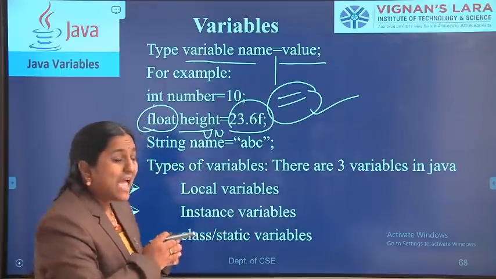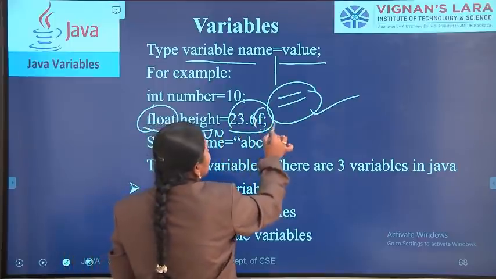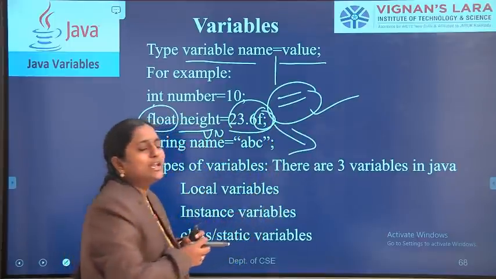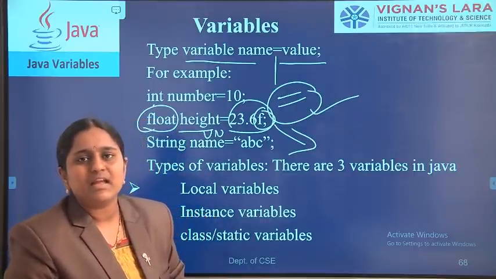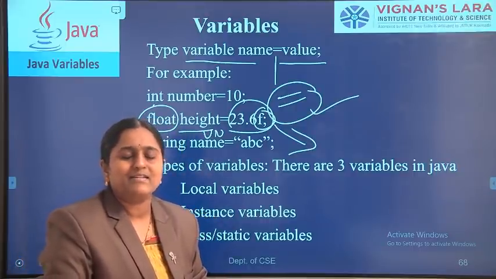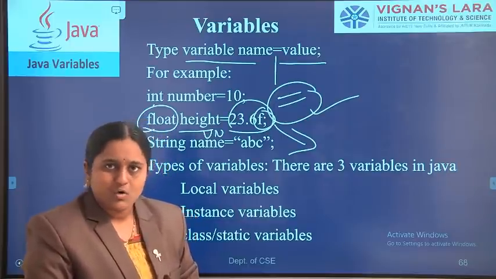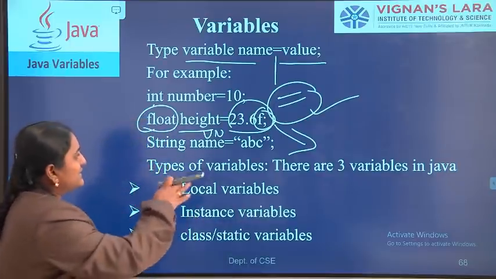Here the value is 23.6. Why am I appending f at the end of the value? In Java, by default, a decimal value is taken as a double. That's why whenever we define a float type value, we append f at the end of the value. Every statement ends with a semicolon.